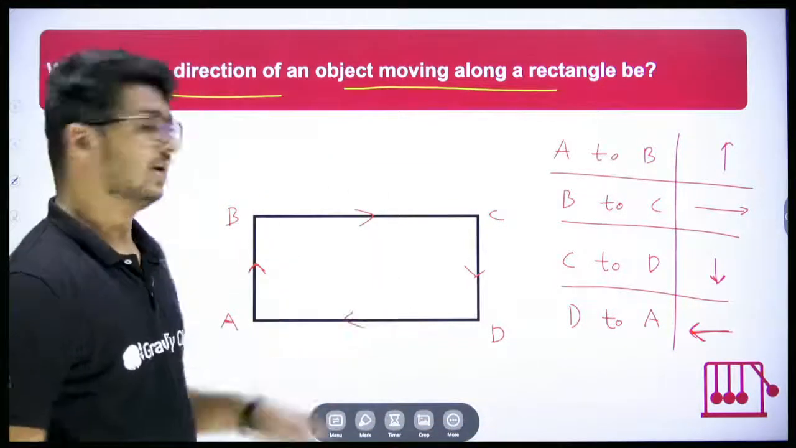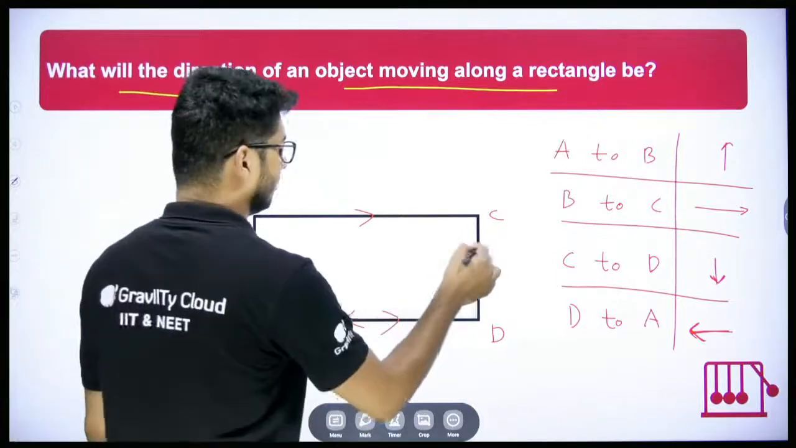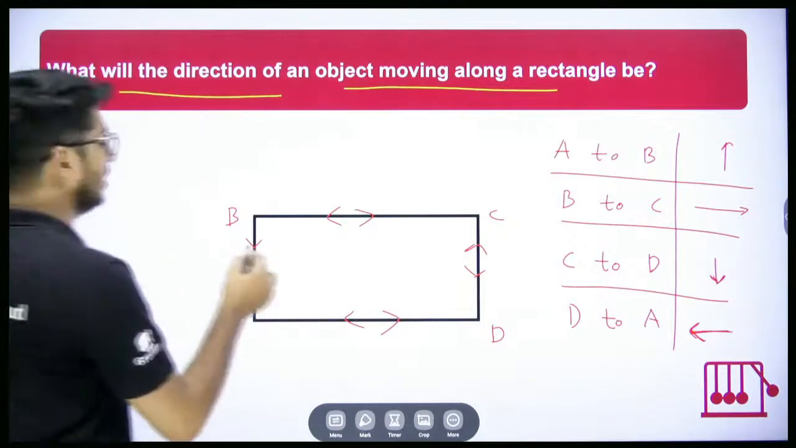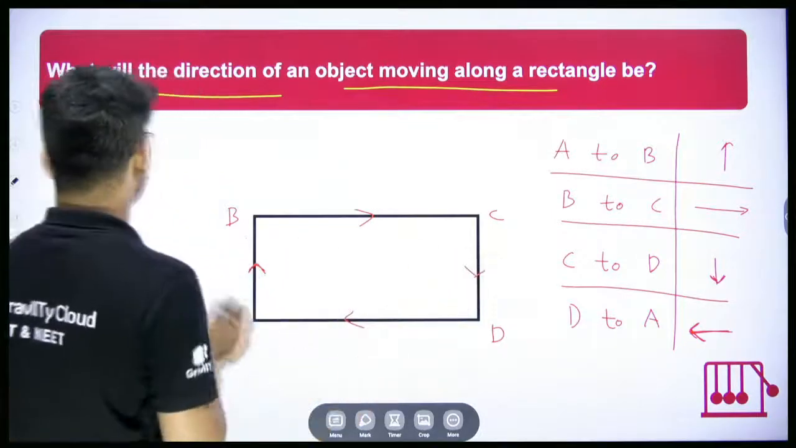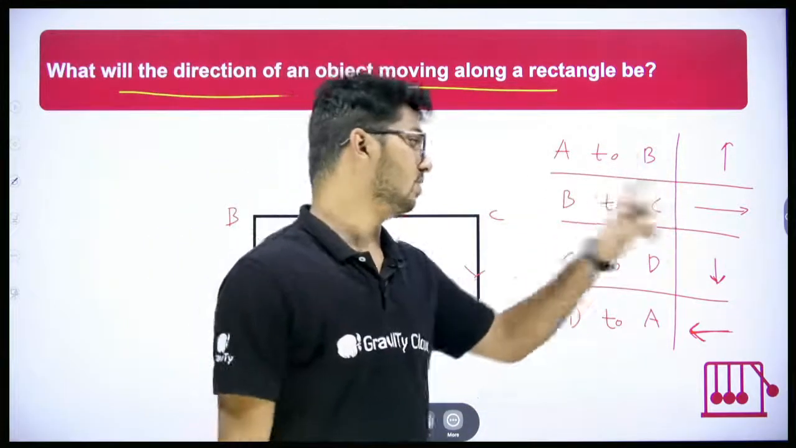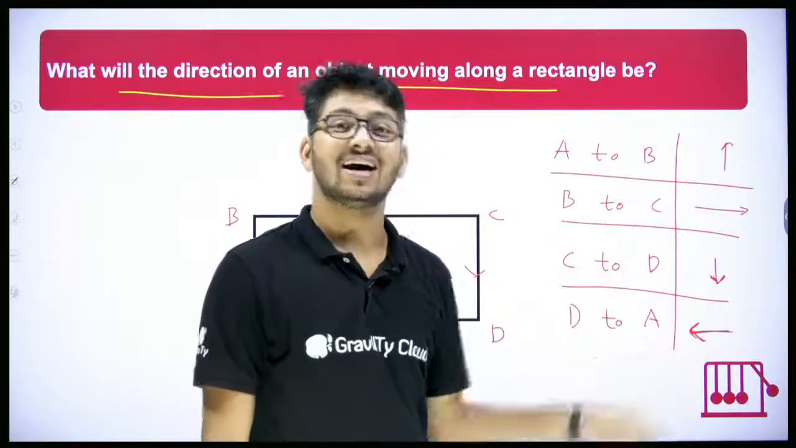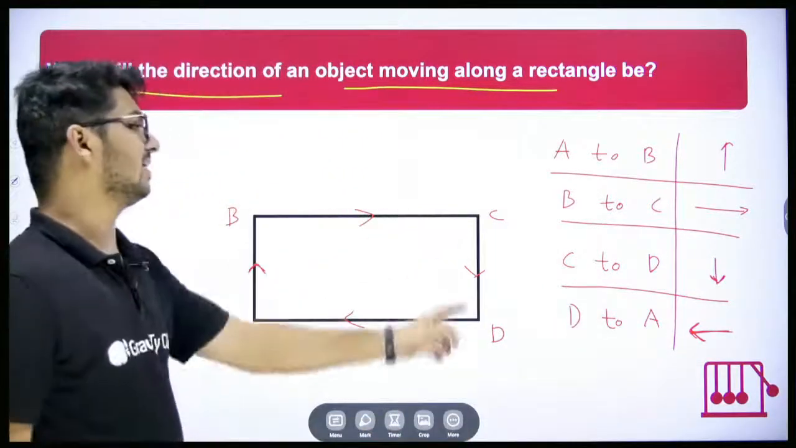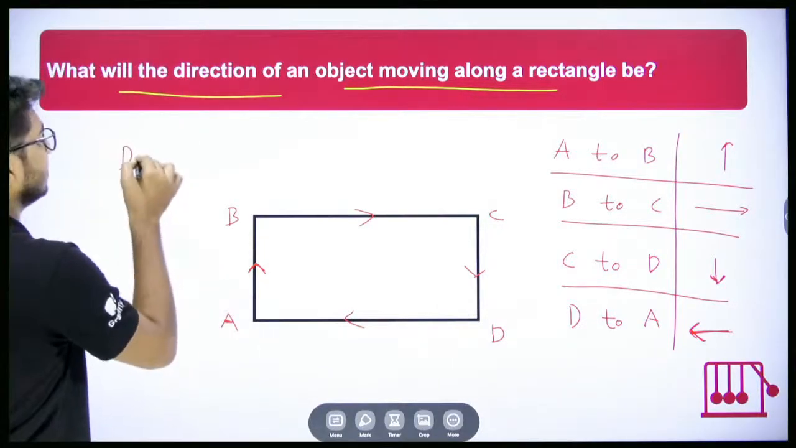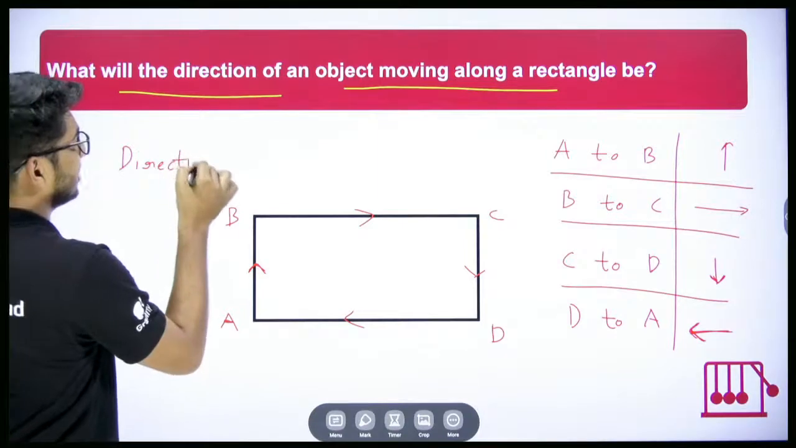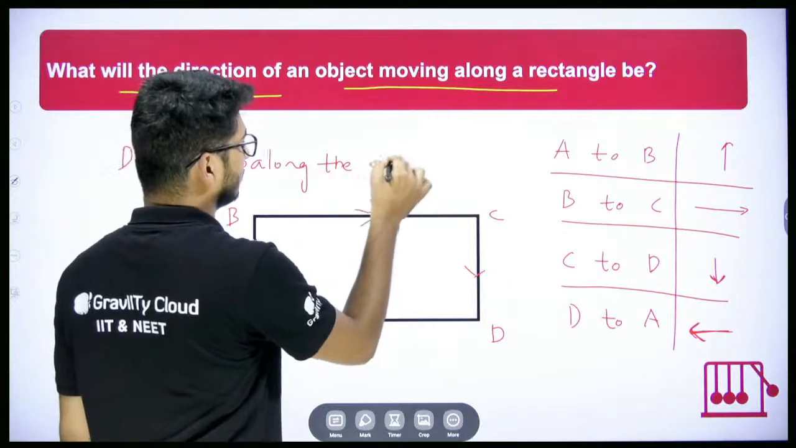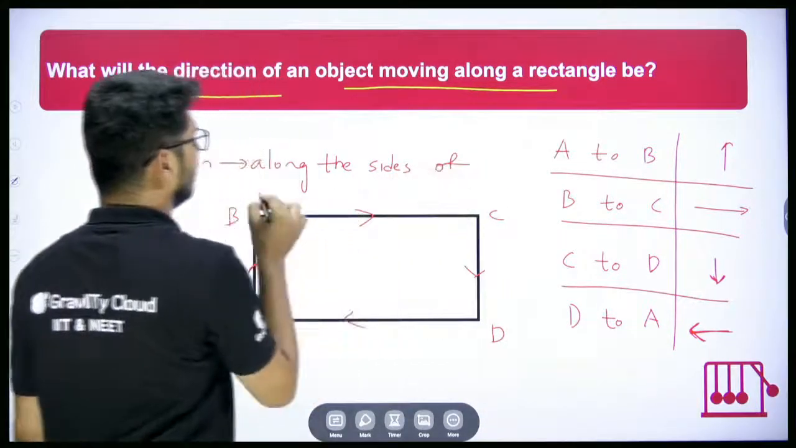This is clockwise. It could be anti-clockwise also. It depends on how we take it. But the point here is all the directions possible, upwards, towards right, downwards, and towards left, are nothing but they are along the sides of the rectangle. So which direction is possible? I can simply say direction is along the sides of rectangle. Yes or no? Along the sides of rectangle.